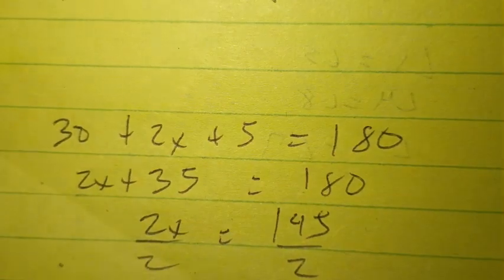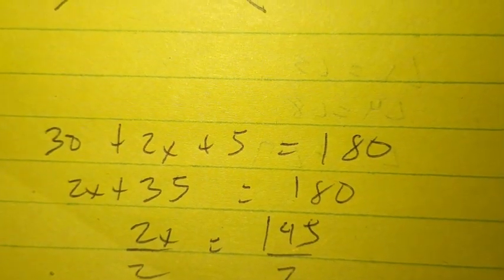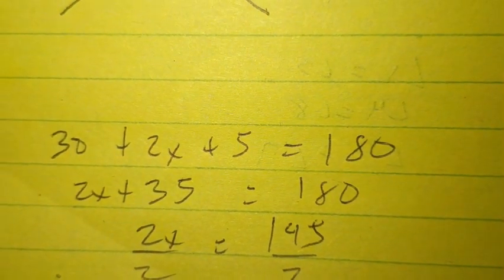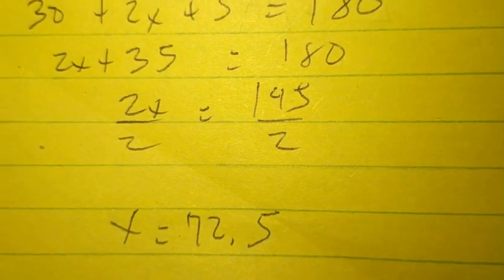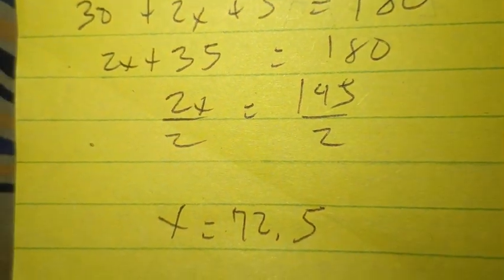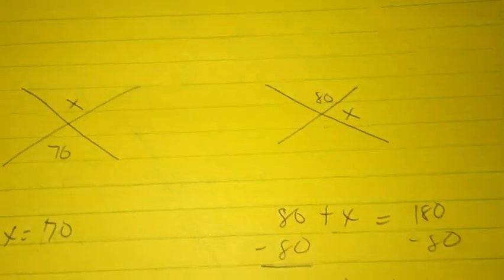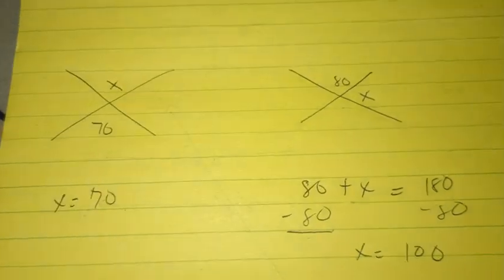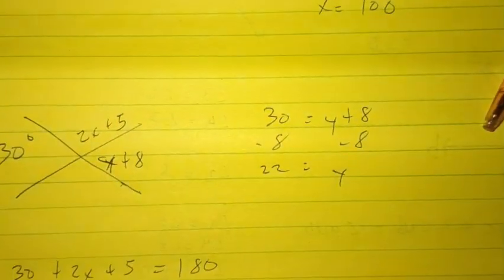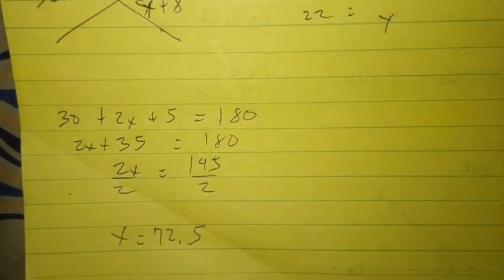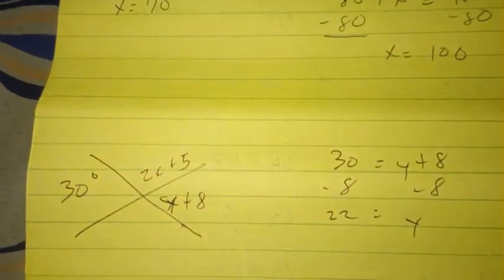So 2x over 2 is simply x, and 145 over 2 is 72.5. So x is equal to 72.5. So that's how you solve examples on parallel lines, perpendicular lines, and intersecting lines. Hope you enjoyed our problem solving and learning.